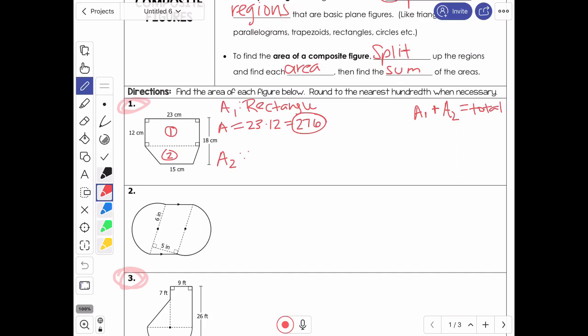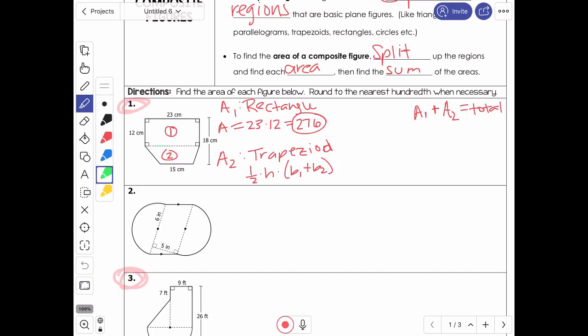Now for area 2. Area 2 I said was a trapezoid. Hopefully you have your sheet out with all of your area formulas. A trapezoid's formula is 1/2 times the height times the sum of the bases. So I'm going to highlight those bases. Here's one of the bases, and here's the other one. Reminder that those bases are the parallel lines.